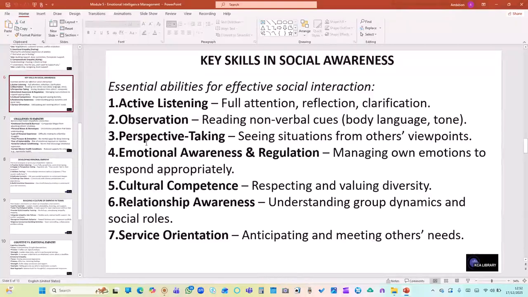Number three is perspective taking. Seeing situations from other people's point of view is another important skill. Then emotional awareness and regulation, the ability to know emotions in other people and managing them very well. Managing own emotions to respond appropriately is a vital skill needed in social awareness. Number five is cultural competence, that is respecting and valuing diversity of culture in social dynamics. Then relationship awareness, understanding group dynamics and social roles. Then number seven, the last, service orientation, which involves anticipating and meeting other people's needs.